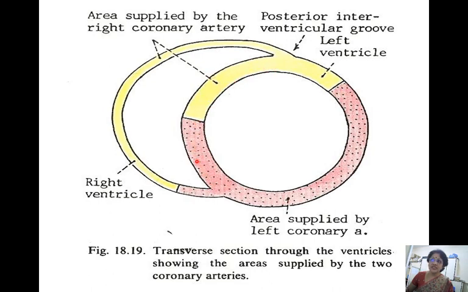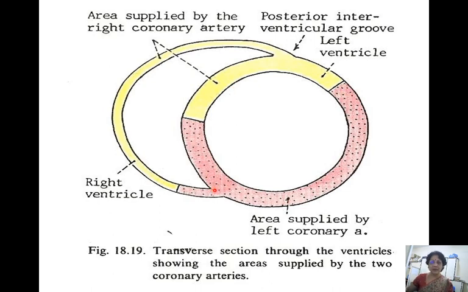This diagram shows it as half. Actually, the posterior part is 2/3 and the anterior should be the rest. Check it out with diagrams in your atlas. Otherwise, you can follow a standard. But the concept is that the chamber supply and the interventricular septum supply are both very important.